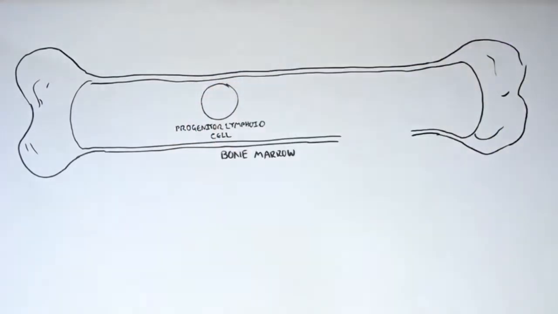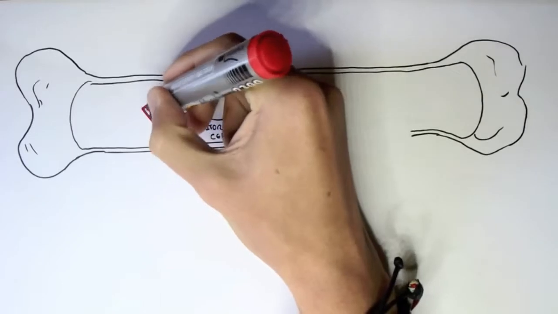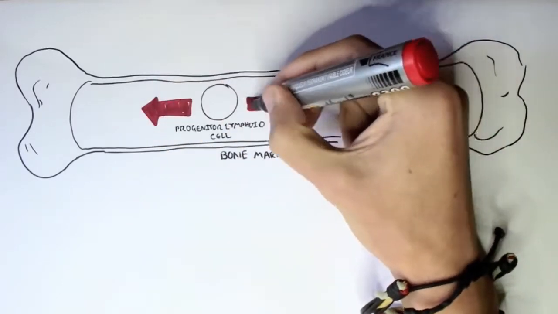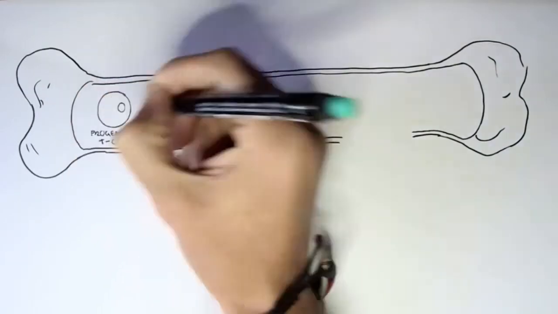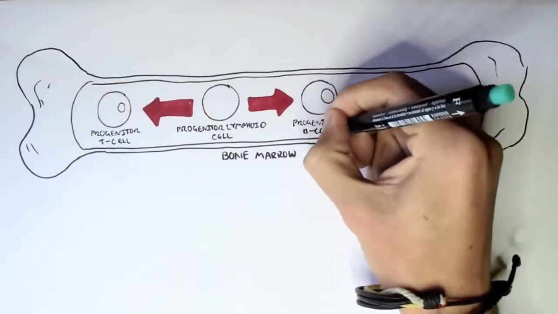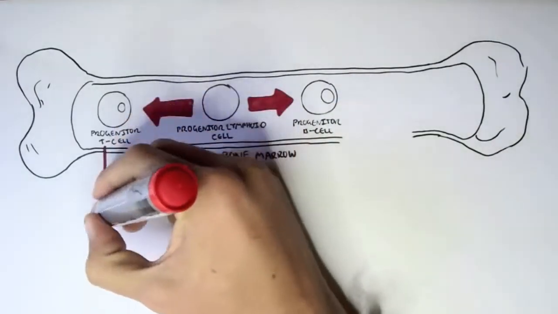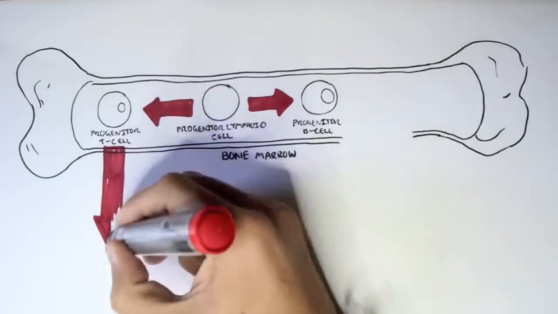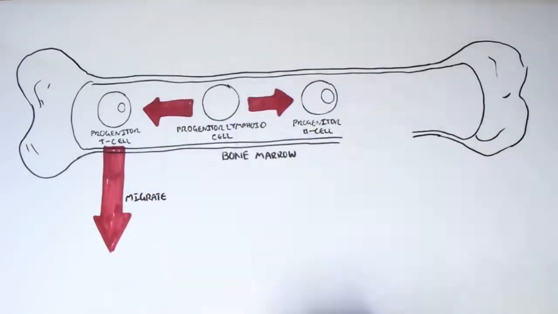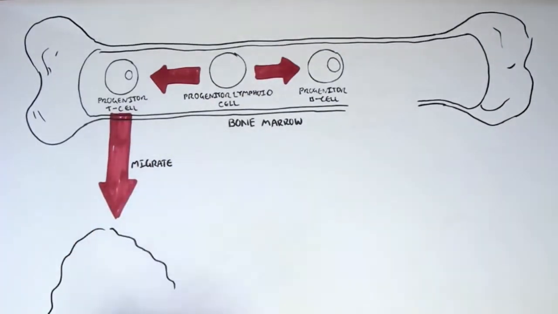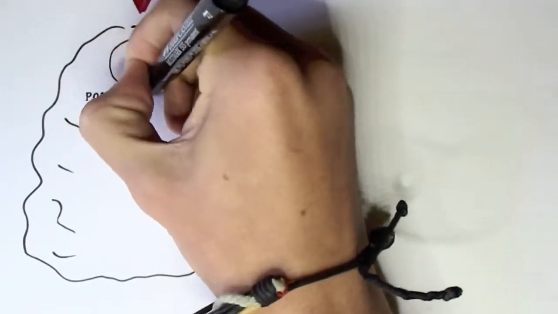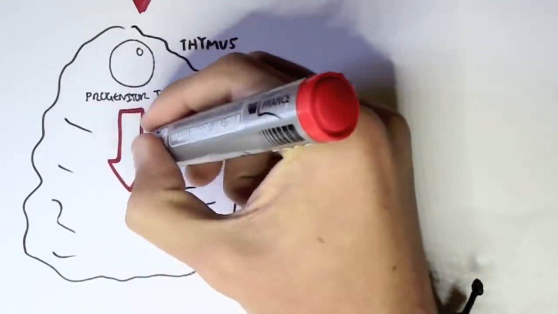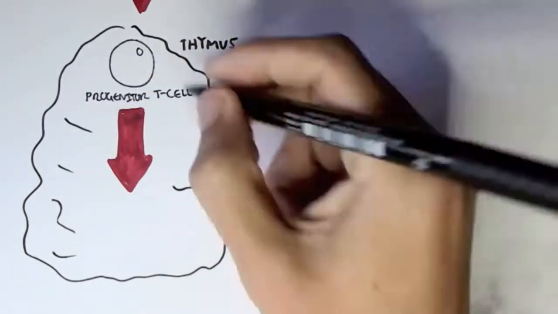And in the bone marrow, we have a progenitor lymphoid cell, which comes from a stem cell in the bone marrow. Now, this progenitor lymphoid cell can become two things. It can become a progenitor T cell, or it can become a progenitor B cell. Now let's follow the life of a progenitor T cell first. This progenitor T cell will then migrate from the bone marrow into the thymus, where T cell development occurs. The progenitor T cell will become a naive T cell here.